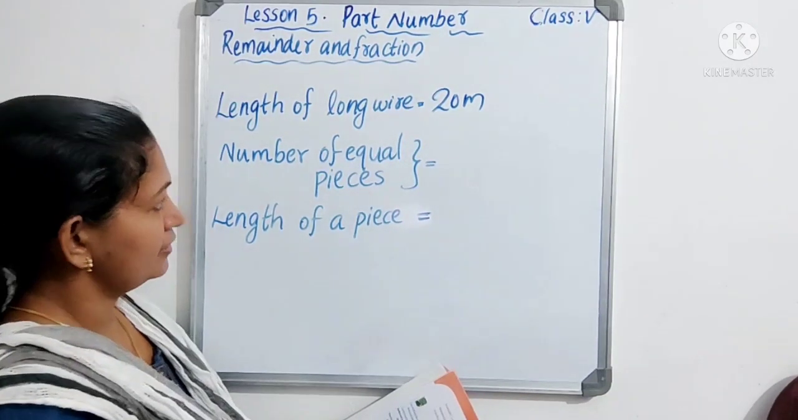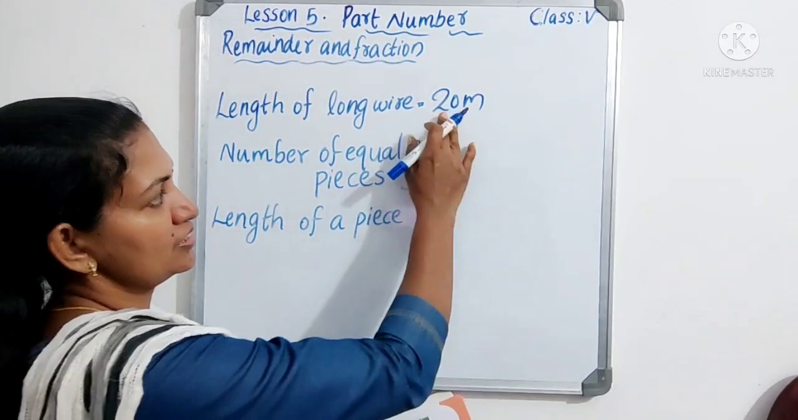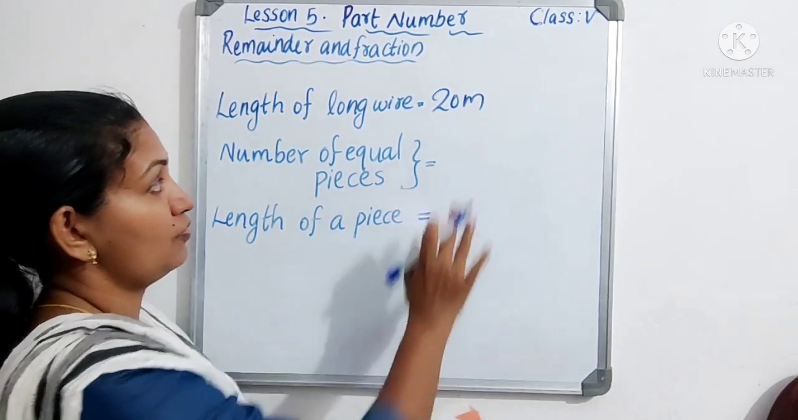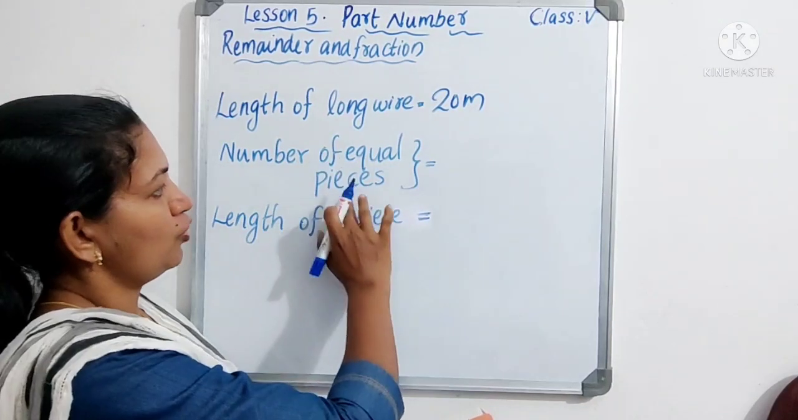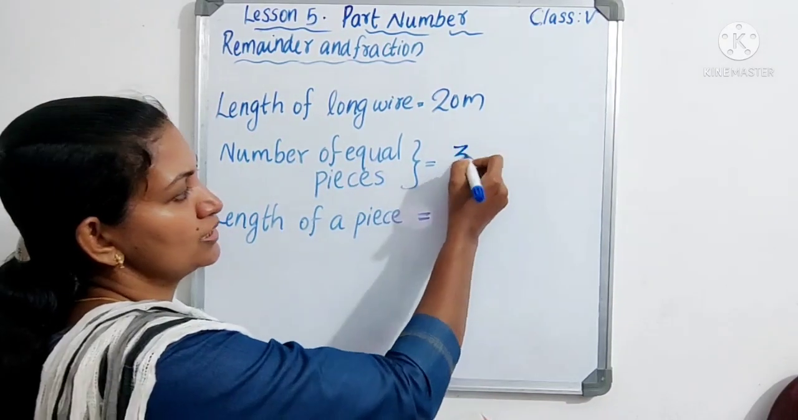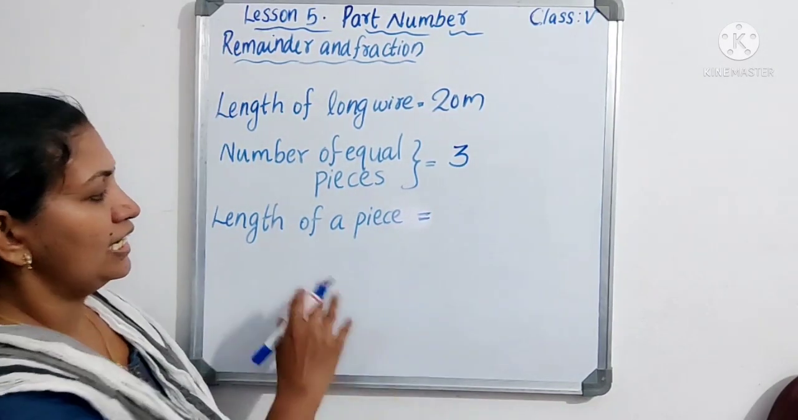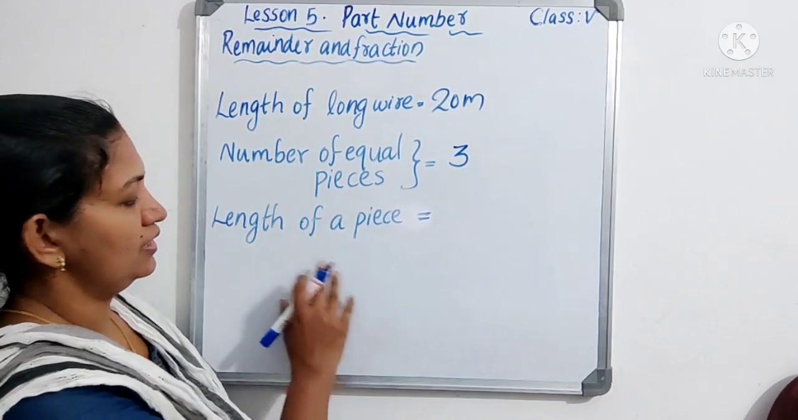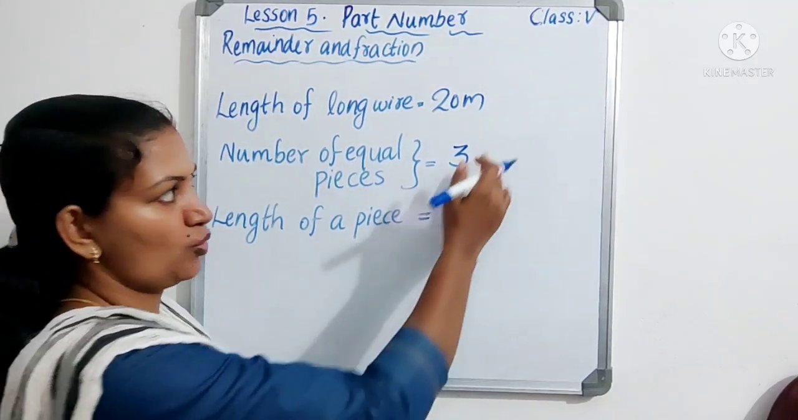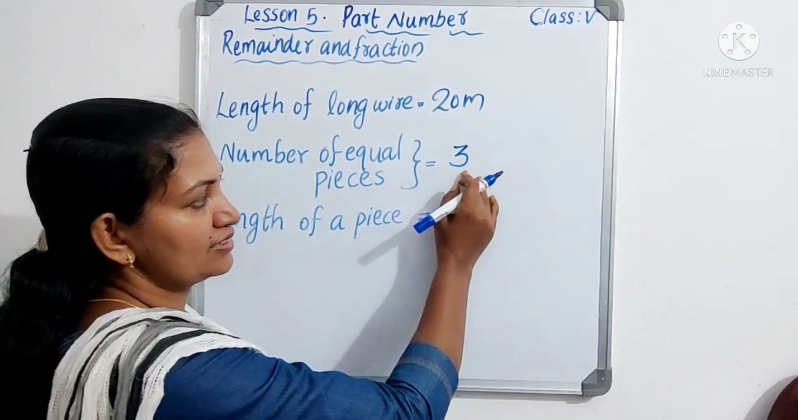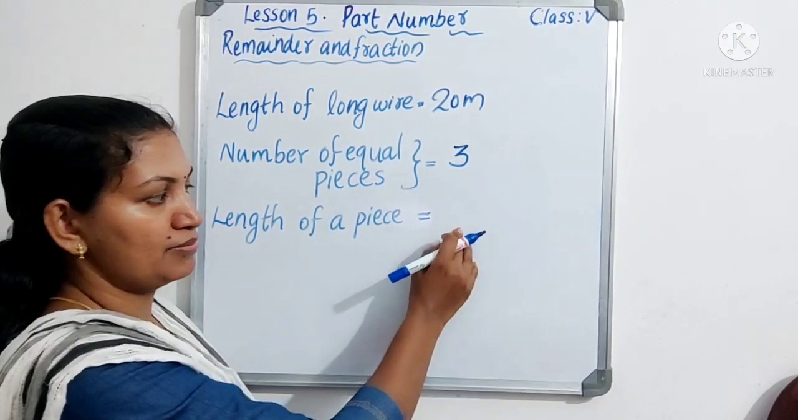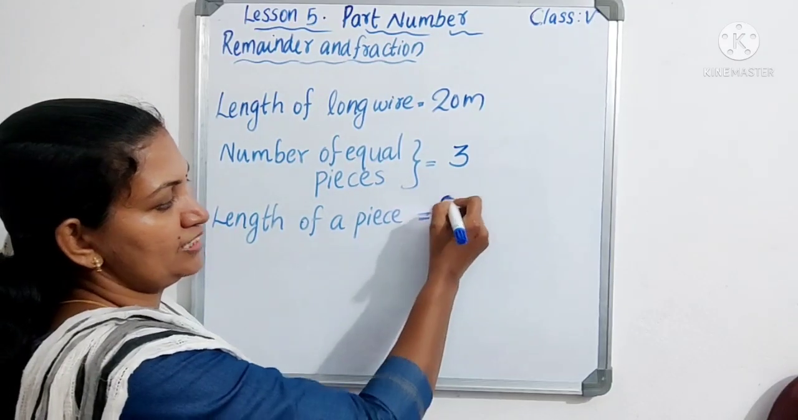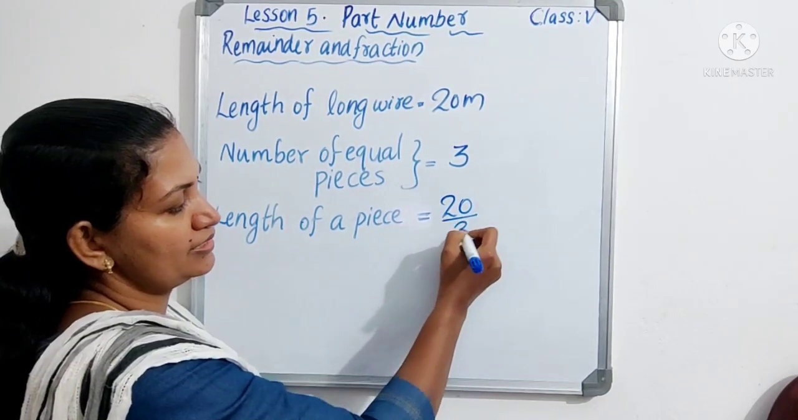Next, number of equal pieces. This 20 meter wire we want to divide into 3 equal parts. So number of equal pieces is equal to 3. Next, length of a piece. How can you find the length of a piece? The total length is 20, and the pieces are 3, so total length divided by number of pieces, that is 20 divided by 3.